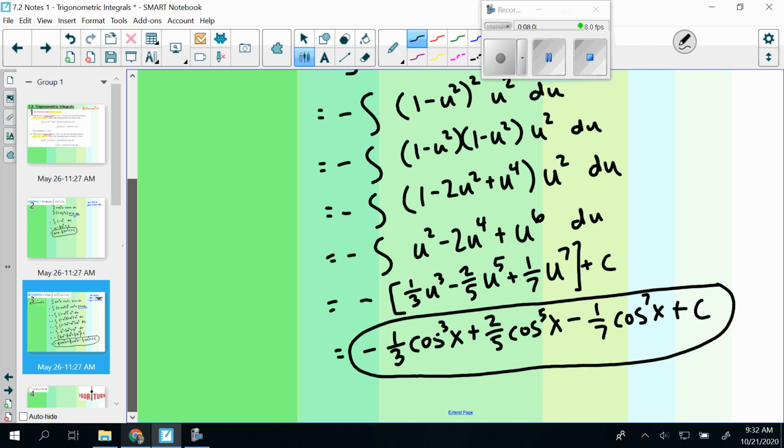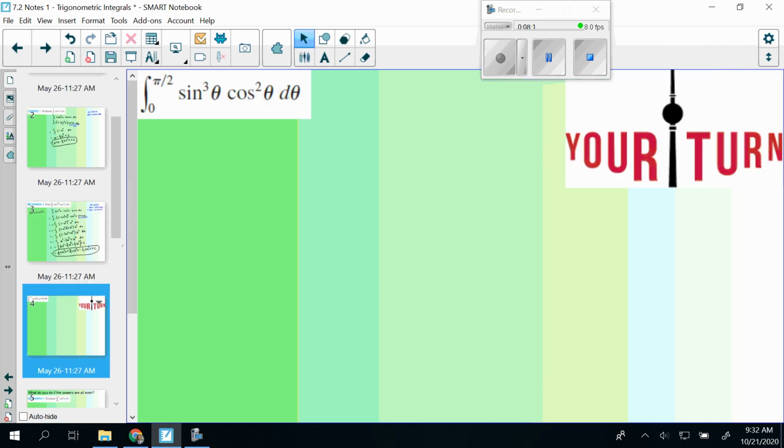So that's kind of that process that you're going through. Why don't you pause the video and try this one on your own and see what you come up with. Now notice it does have limits on there, so once you do the substitution, you're going to have to find the limits there. All right, let's see how you did here.